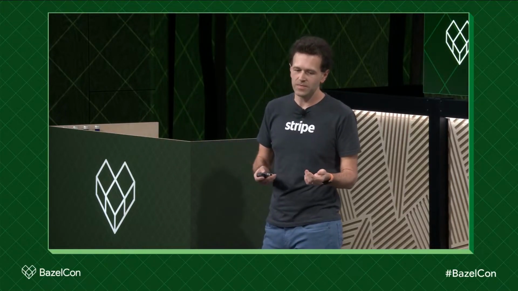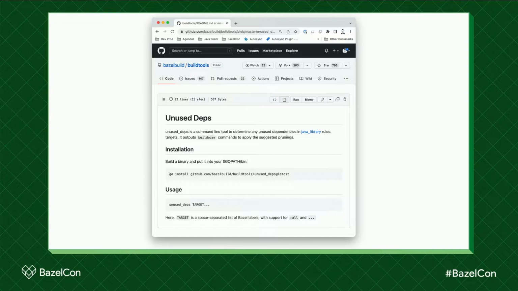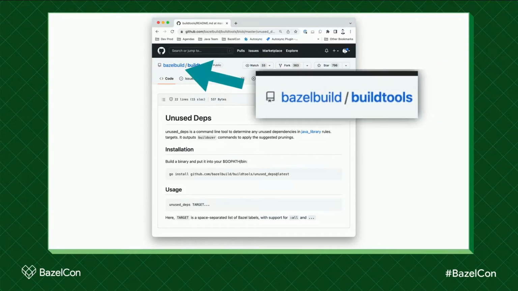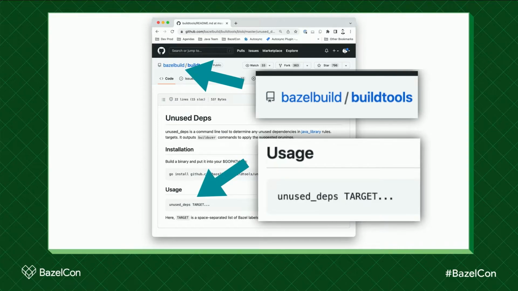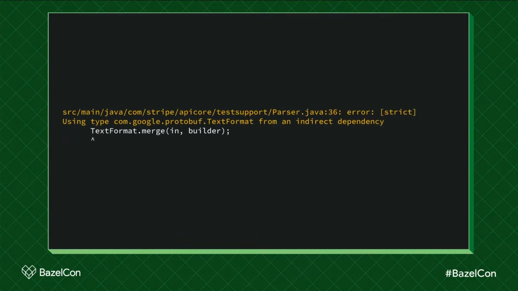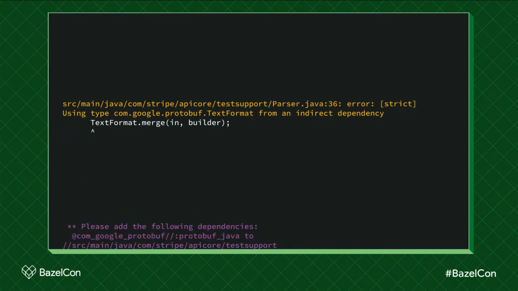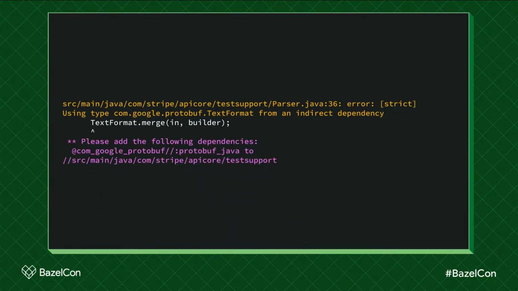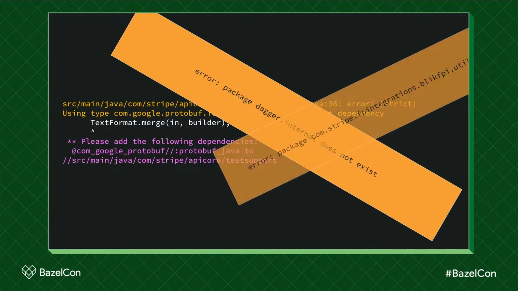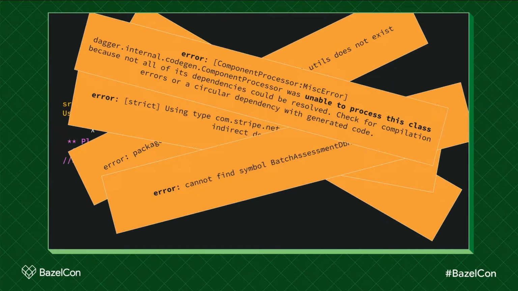We looked around, and we found this. It's a tool from Google. Looks pretty official. Looks pretty easy to use. So we tried it. And we saw a lot of errors. And you can see here, Bazel actually helpfully suggested that we re-add the dependencies back. And we saw a lot of other errors and generated code, Dagger, all kinds of stuff was missing and broken.